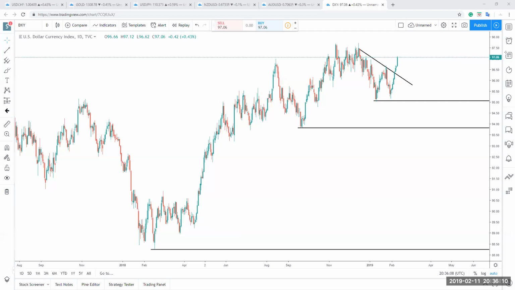Could be reacting off this block here. If not, then we're going to go lower. That's the lowest price it's ever been, so it's the best time for us to take trades in buys. The last bearish is this one as well.